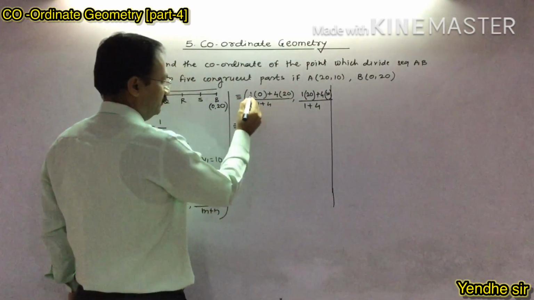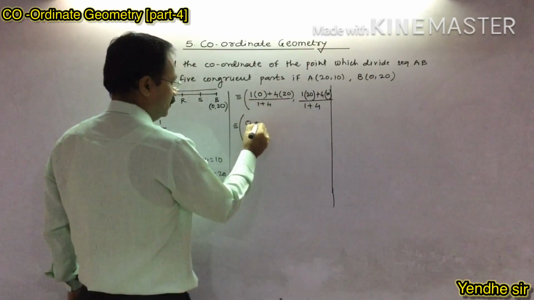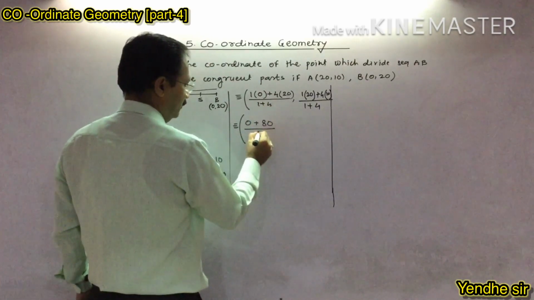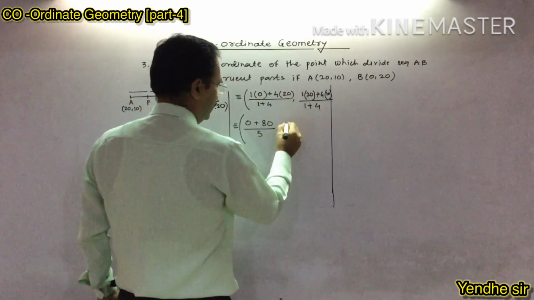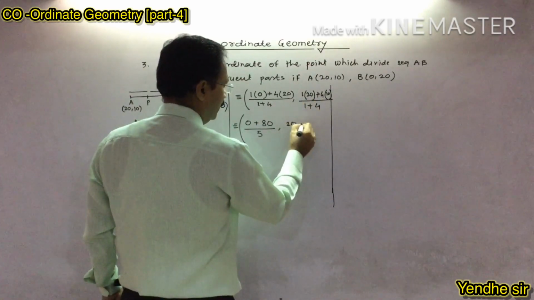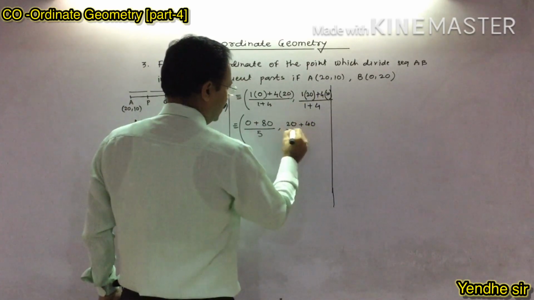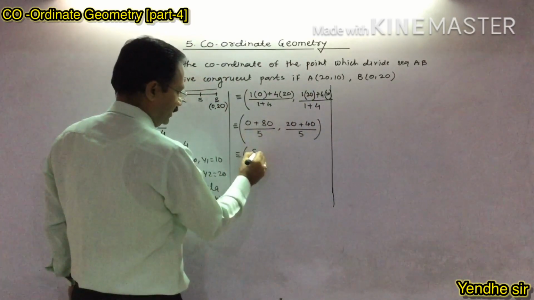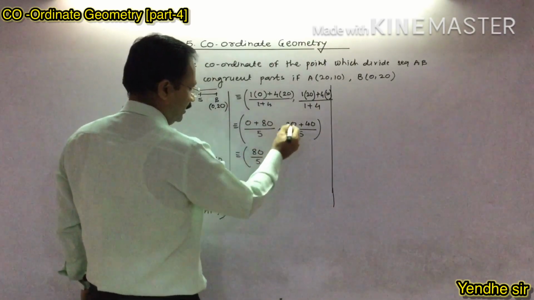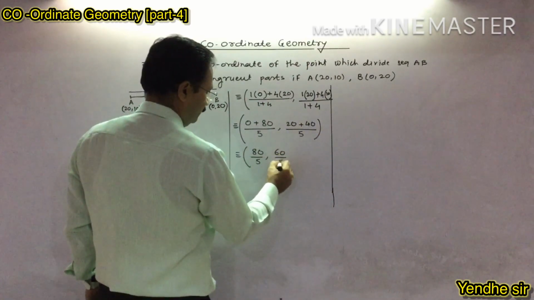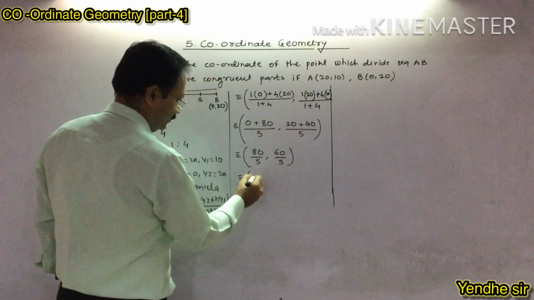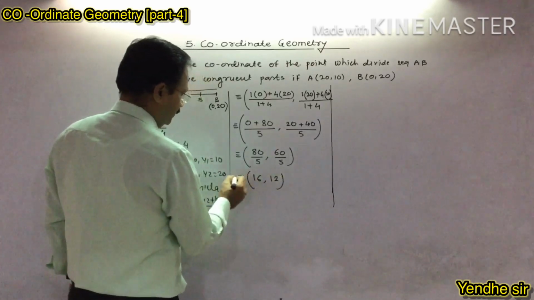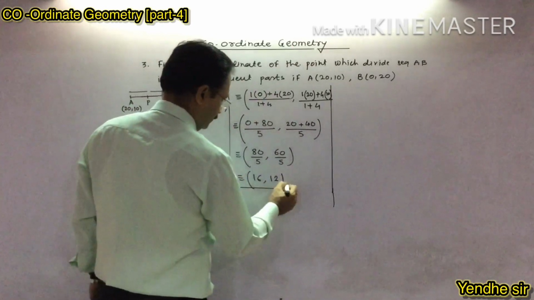So we will get 1 into 0, 0, plus 4 into 20, 80, upon 1 plus 4, 5. And 1 into 20, 20, plus 4 into 10, 40, upon 5. So here you will get 0 plus 80, 80 upon 5, and this will be 60 upon 5. So you will get the value 16 and this will be 12. These are the coordinates of point P.